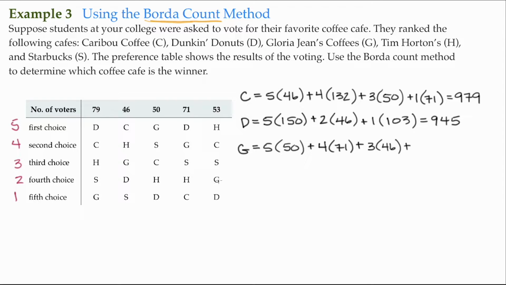Gloria Jean's right here. That's going to be 2 times 53. 2 times the 53. And then here's Gloria Jean's here. 1 times 79. Tally it all up, that's 857.